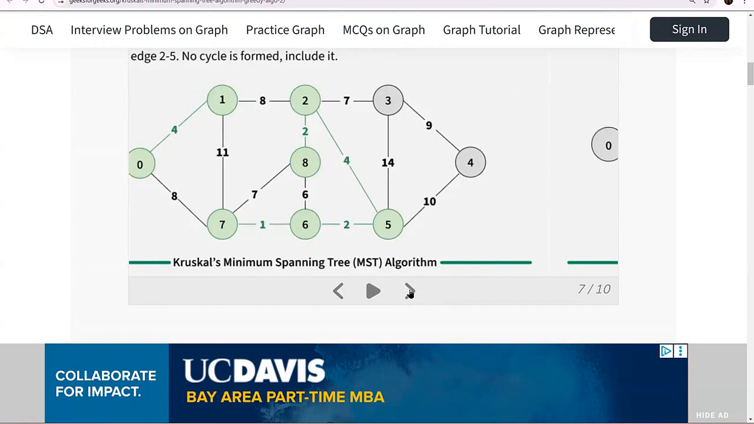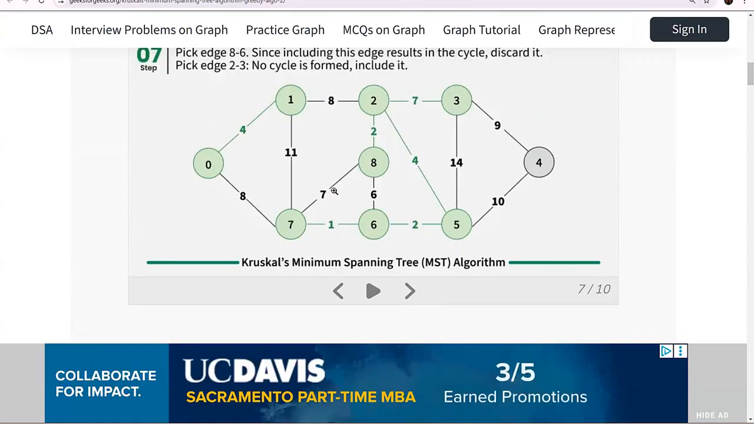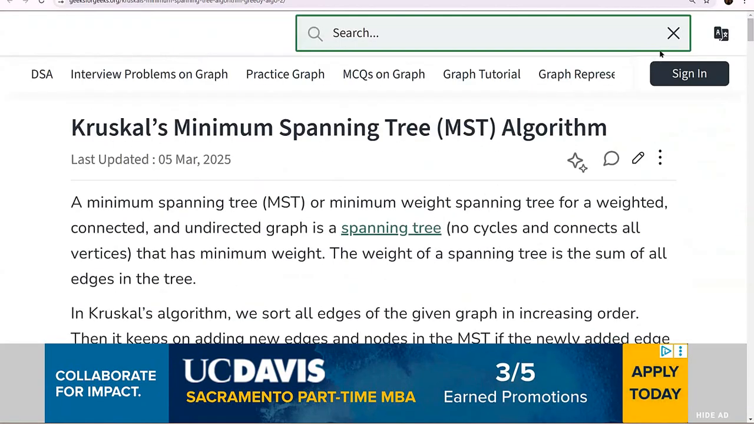Okay, next one. You pick 7. This 7 will not be picked because both nodes are already connected. So you pick the 8 one. And then this one you pick the 9 right here. This 8 will not be picked. And then every node is connected, so now you finish the algorithm. This one is called Kruskal's algorithm.